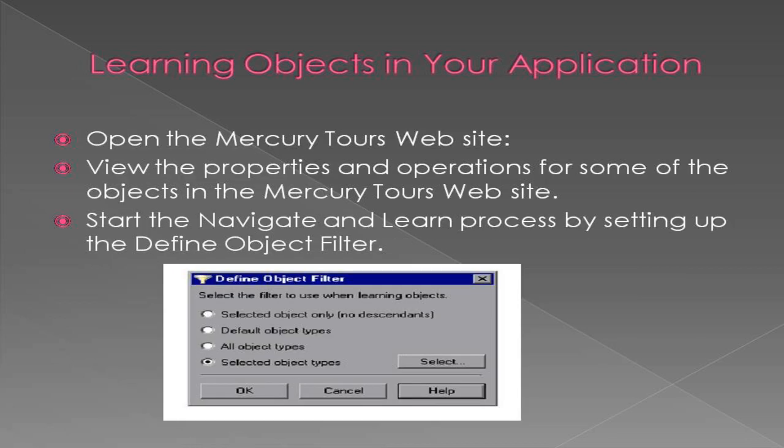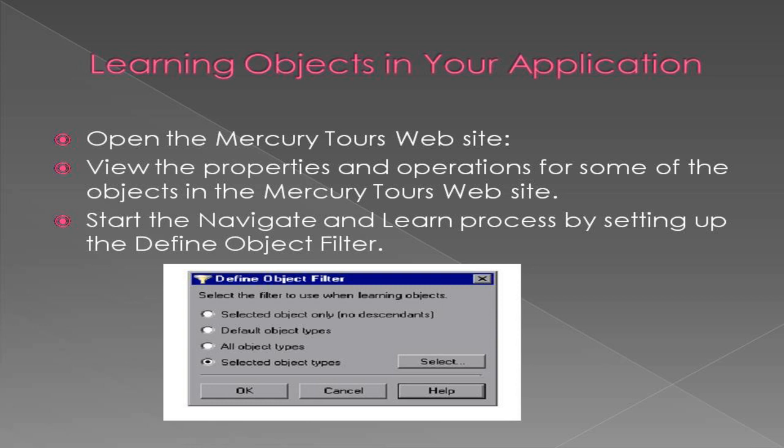4. Open the Mercury Tours website. Open Internet Explorer and browse to the Mercury Tours website, http://newtours.demoit.com. 5. View the properties and operations for some of the objects in the Mercury Tours website. A. In QuickTest, choose Tools > Object Spy. The Object Spy dialog box opens. B. Drag the Object Spy dialog box to the right side of your screen. This will enable you to see the objects you want to spy on more clearly. Verify that the Keep Object Spy on top while spying checkbox is selected. C. Click the pointing hand button.